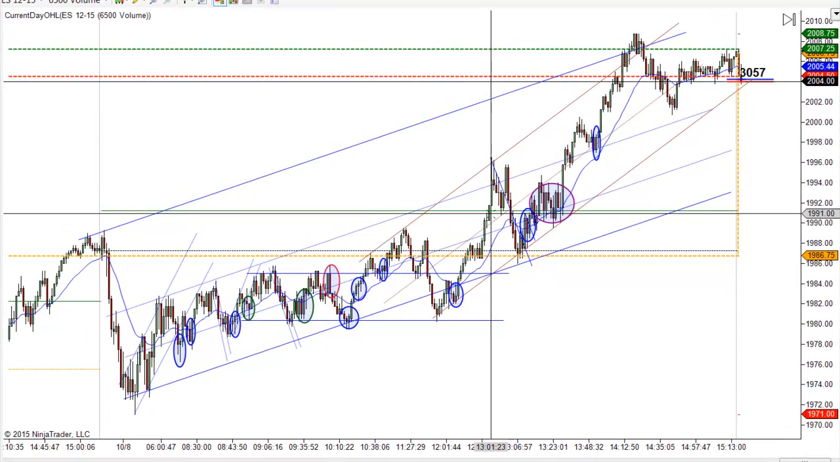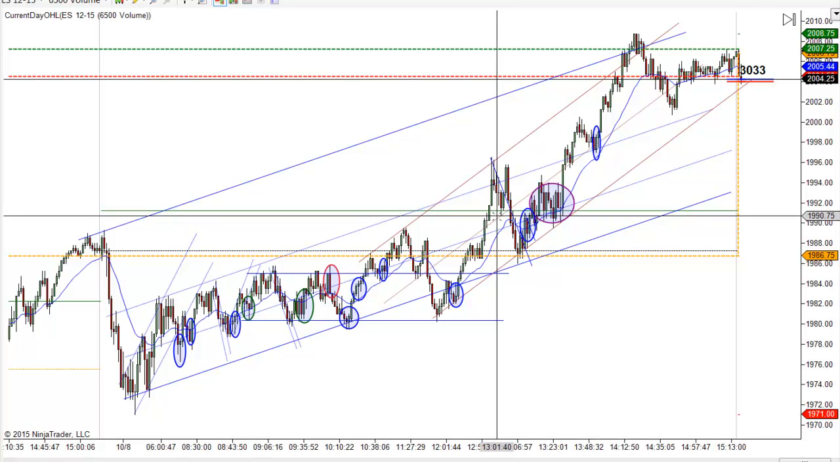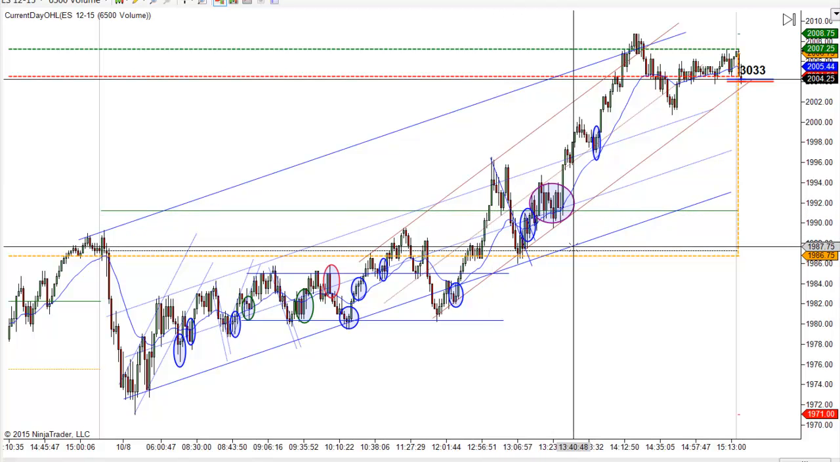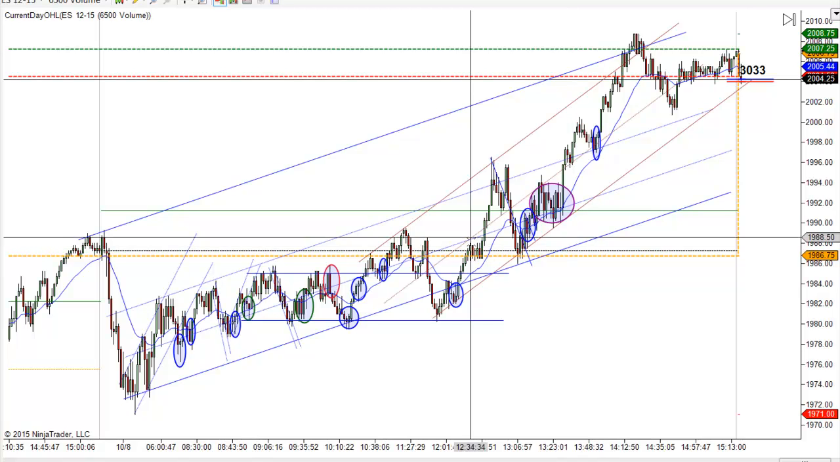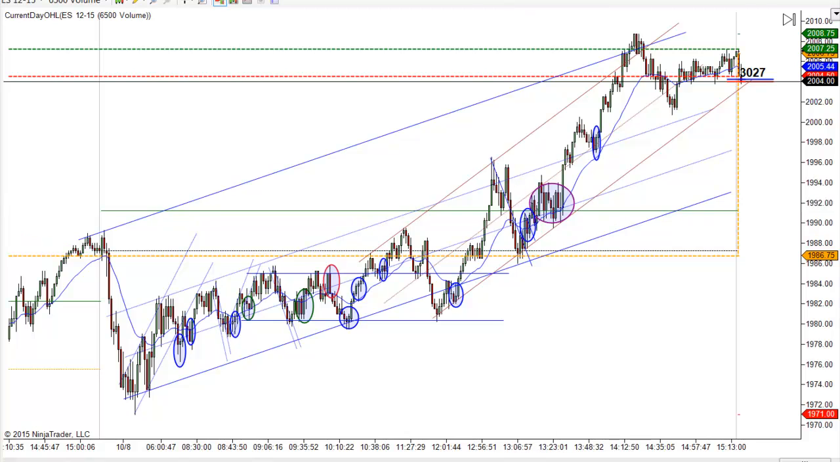So let's see what we got. We made the new high about 1 o'clock my time. Of course, that's when the news came out too. We had FOMC news today, and you can see it got a little squirrely in here. But the price action is still valid. We overshot here. We overshot up here.